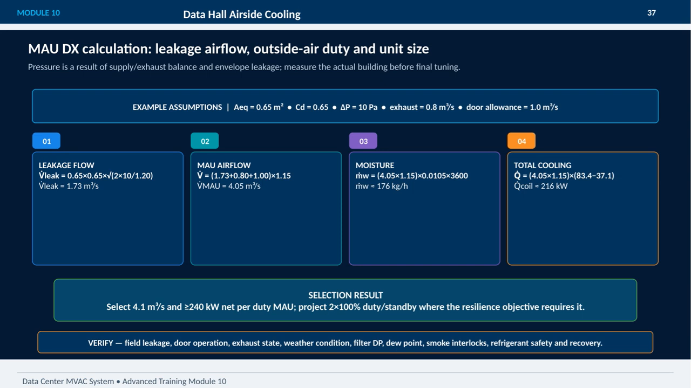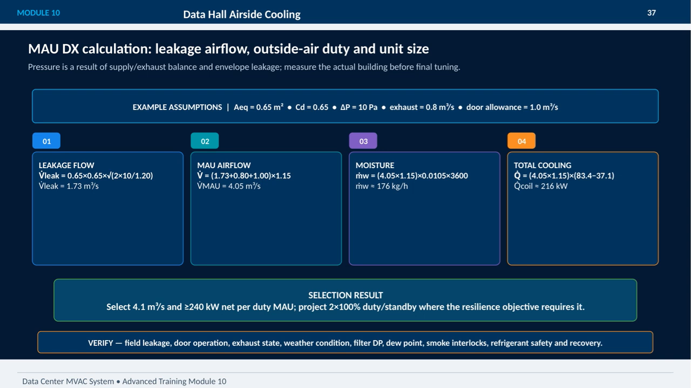Moving on to moisture load, we multiply the adjusted airflow by the moisture content to estimate moisture removal at about 176 kilograms per hour. Finally, total cooling load is derived from the airflow and temperature difference between outside air and supply air, giving us roughly 216 kilowatts of cooling capacity needed.